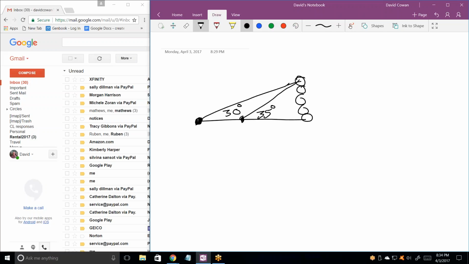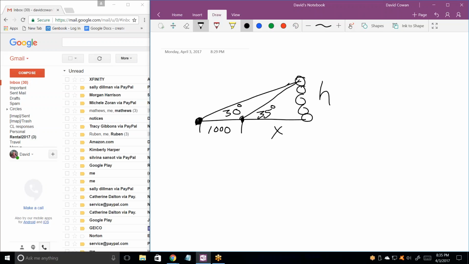Now, they must give you some measurements here. Yeah, it's 1,000 feet. 1,000 feet from the 30 to the 35. So this is 1,000. Let's call that x, since it's unknown. Now let's call the height of the rocks h.